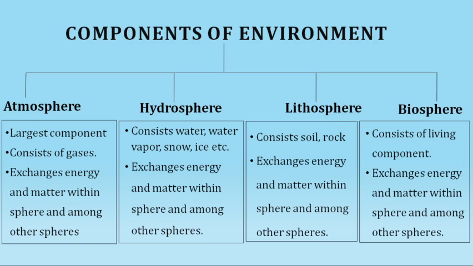The environment can be divided into four major components, which are atmosphere, hydrosphere, lithosphere, and biosphere. Atmosphere is the largest component of environment, and it deals with the presence of different kinds of gases such as nitrogen, oxygen, carbon dioxide, argon, etc. Atmosphere exchanges energy and matter within the sphere as well as between the other spheres of environment.